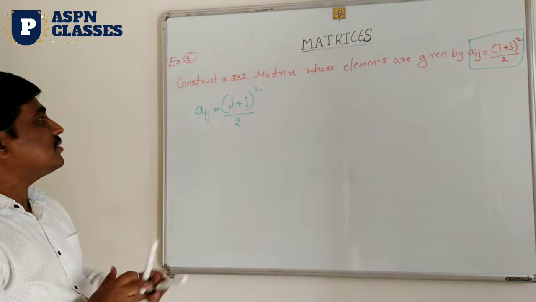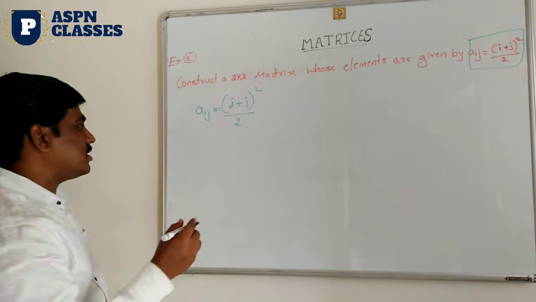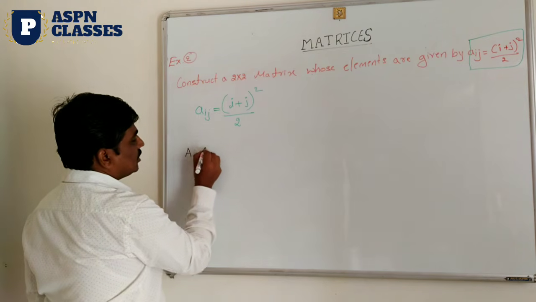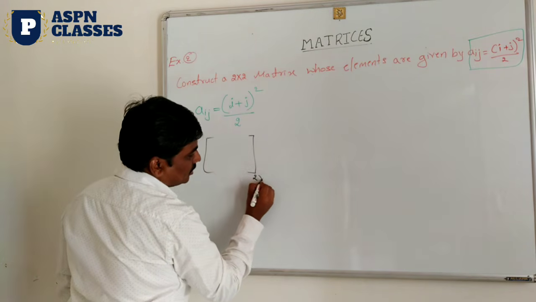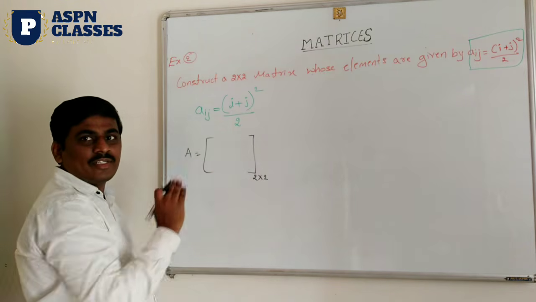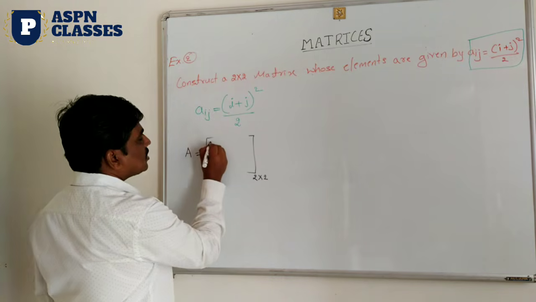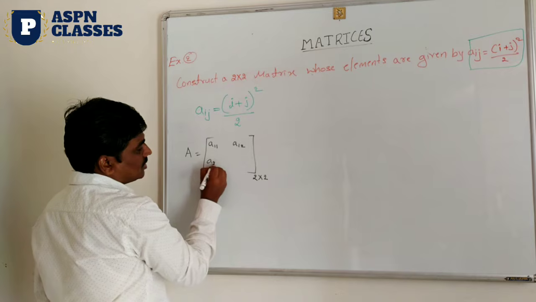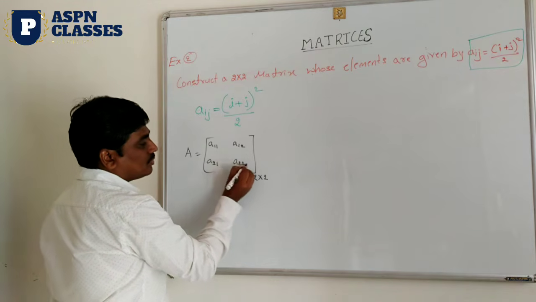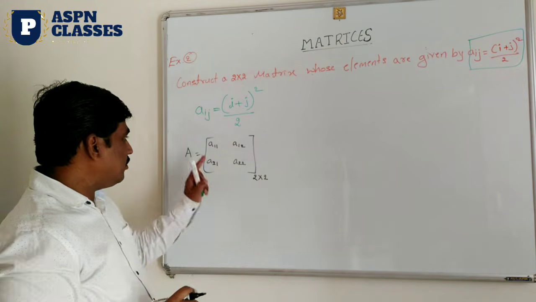But you have to construct, what is the result? 2 cross 2. First you have to write down the 2 cross 2 matrix. So the matrix has 2 cross 2, it means 4 elements are there. Then how to write this result? First row first column a11, a12, next a21, a22. So these are the elements. Then you have to find each element.